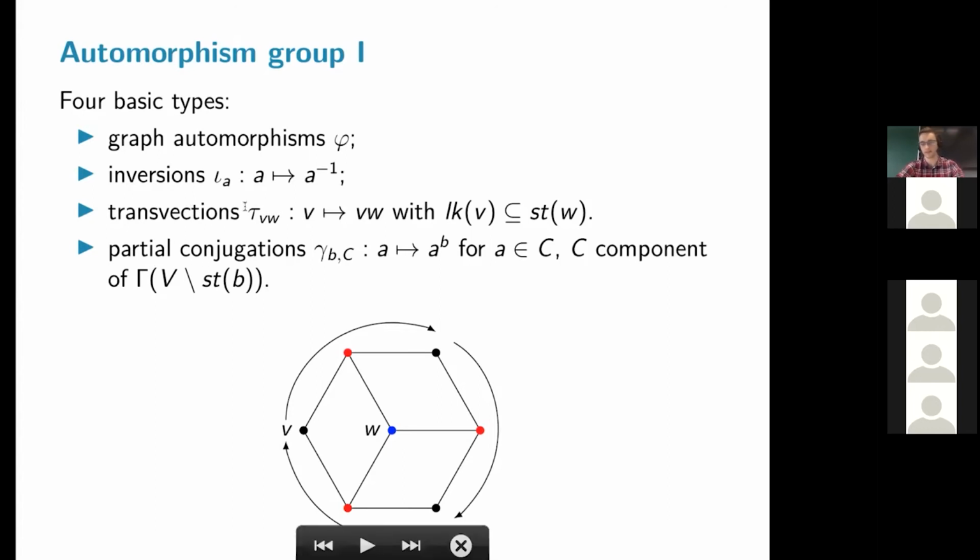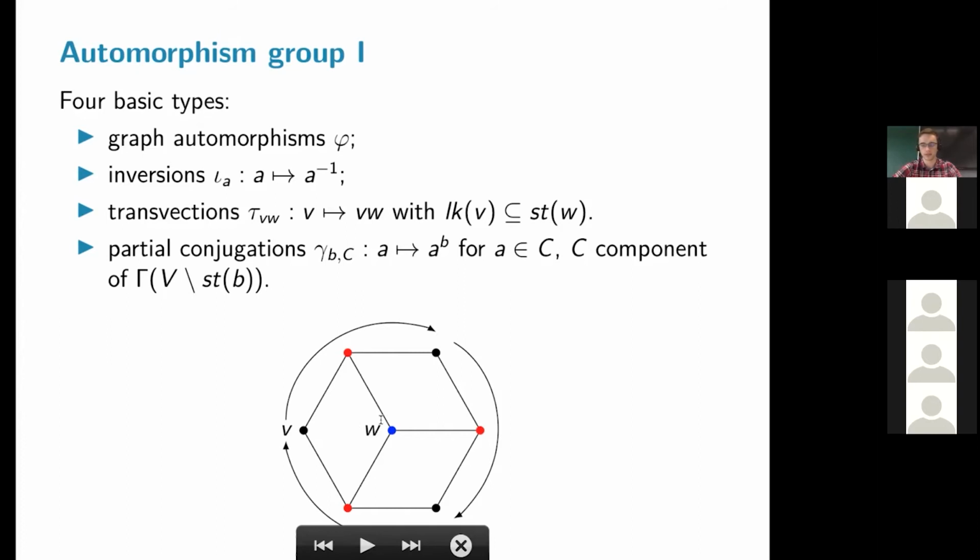These are the transvections. So transvections choose 2 vertices, the V and W. All the rest is just mapped to itself, including W, but V is mapped to the product of V with W. Now, this won't define an automorphism for every choice of V and W. The condition for this to be an automorphism or even a group homomorphism is that the link of V is contained in the star of W. So in other words, everything that commutes with V must also commute with W.